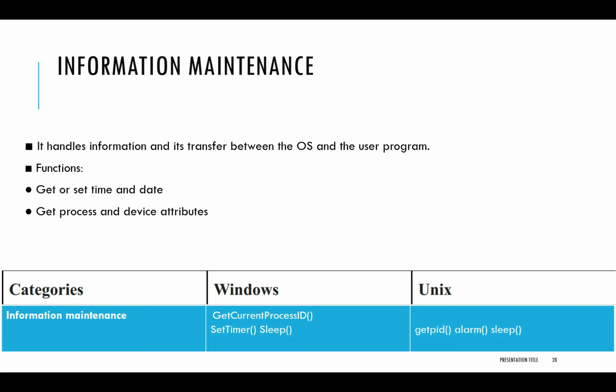For example, the date and time in your system should be maintained as well as updated. So information maintenance handles information and transfers it between the OS and user program. The main functions are get or set time and date, get process and device attributes. For information maintenance in Windows, there are the get current process ID system call, set timer system call, and sleep system call. Next in Unix, get PID system call, alarm system call, and sleep system call.